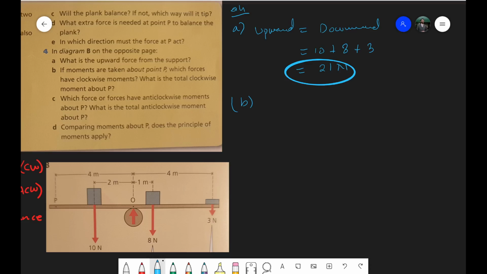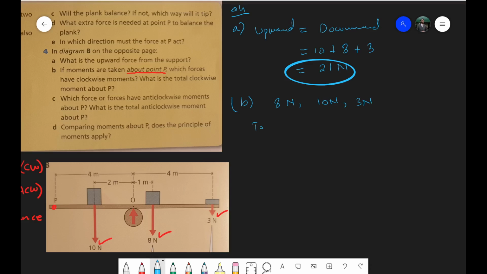Now part B asks, if moments are taken about P, so this is important, they want us to take the moments about point P, take point P as the pivot. Let's mark it here with red. Which forces have clockwise moments? What is the total clockwise moment about P? So the forces that will apply a clockwise moment about P will be this 10 Newton force, this 8 Newton force and this 3 Newton force. All of these forces will apply a clockwise moment if the pivot is at P. So the forces are 8 Newton force, 10 Newton force and 3 Newton force.